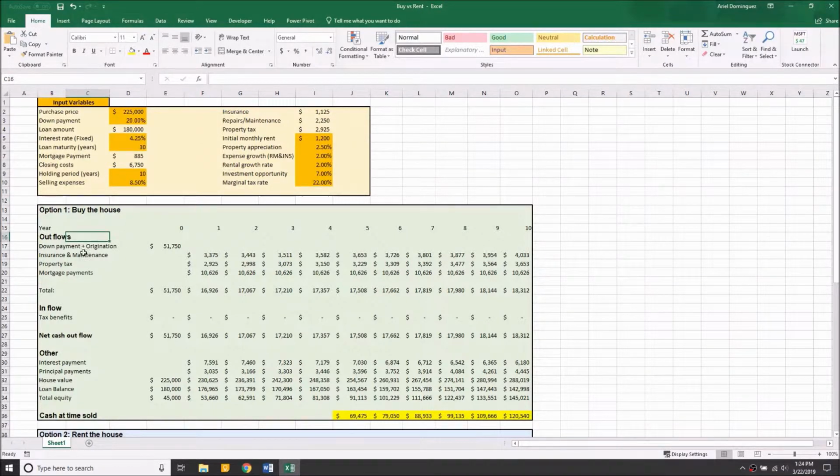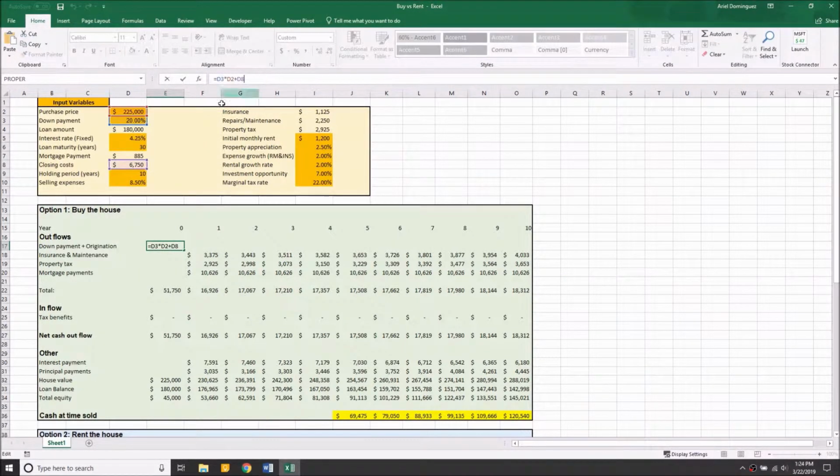When we're looking at the option of buying the home, we're going to take a look at the cash outflows and the cash inflows, and then lastly the amount of cash that we'll have at the end of the holding period versus renting. We start with year 0, which is today, and today what you'll have to pay is the down payment plus the closing costs. So that's the purchase price times the down payment, plus the closing costs. So today you'll pay over $51,000 to purchase the home.